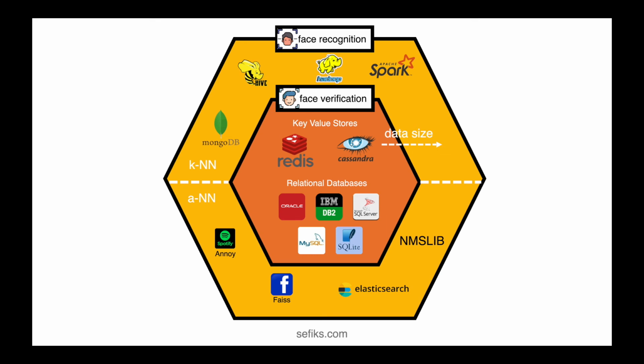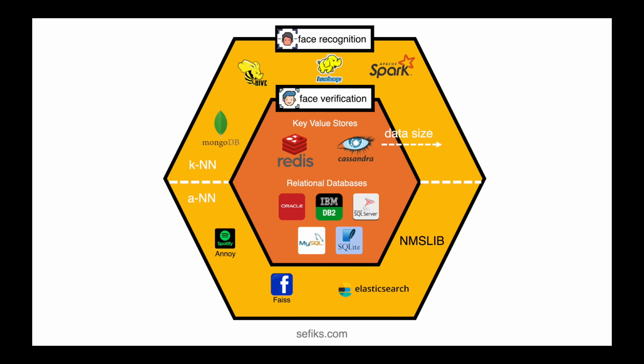Moreover, NMSLib is the acronym of the Non-Metric Space Library. It's developed by 4 PhD students. It's a very core and a very strong library for ANN as well. And finally, Elasticsearch wraps NMSLib in the background, but it comes with a highly scalable architecture.